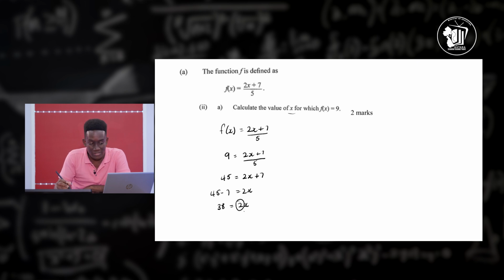And then we solve for x by taking over this 2. When this 2 goes over, it will divide. So we'll have 38 all divided by 2 is equal to x. Hence x will be equal to 38 divided by 2 is 19. So x is equal to 19 when f of x is equal to 9. And that is as easy as that. 2 nice and easy marks.